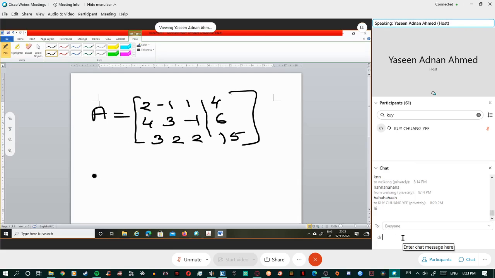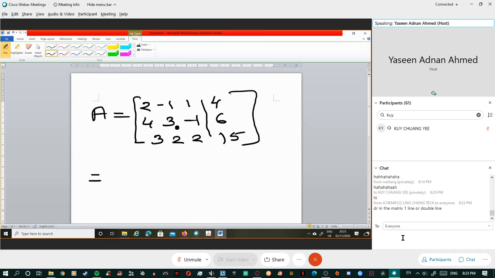Okay, so in case of Gauss-Jordan elimination, first of all, we try to make, you know that we have to make the matrix a diagonal matrix, right?